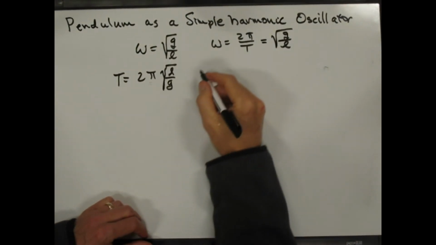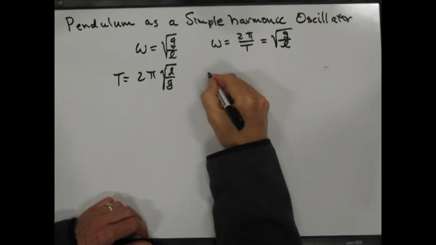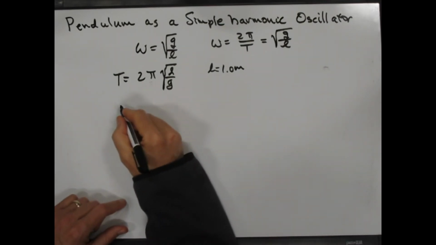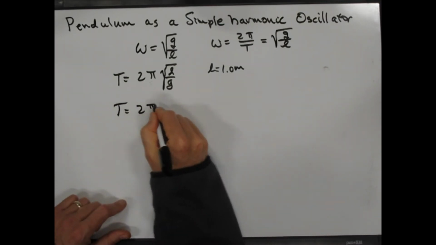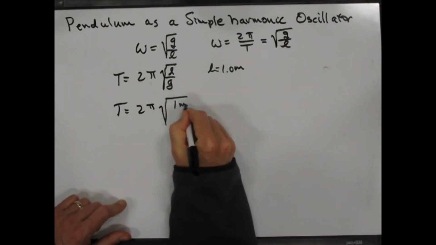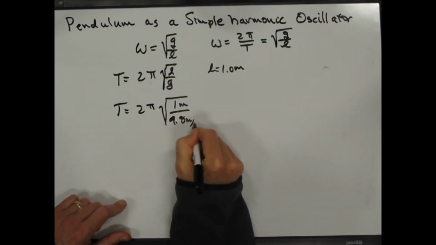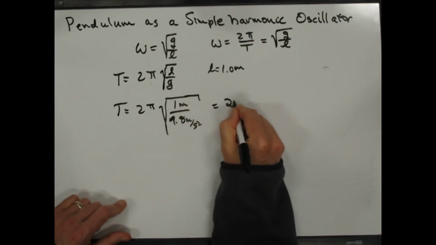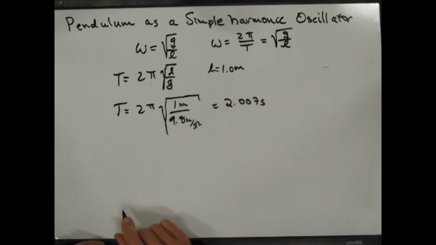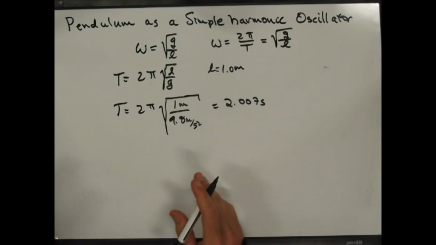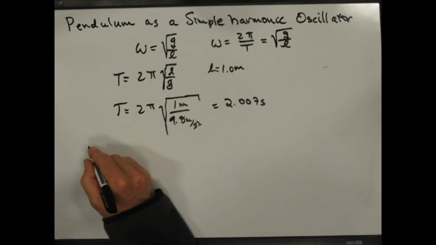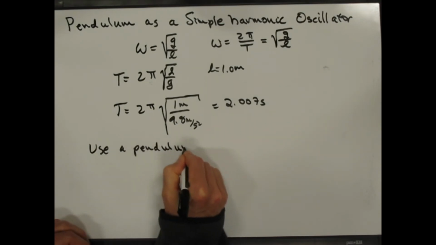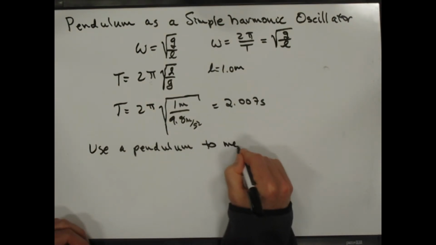If we make a pendulum whose length is 1 meter, then the period is 2 pi times the square root of 1 meter over 9.8 meters per second squared. Right. And that gives about 2.007 seconds. You can do other clever things. For example, you can use a pendulum to measure g.